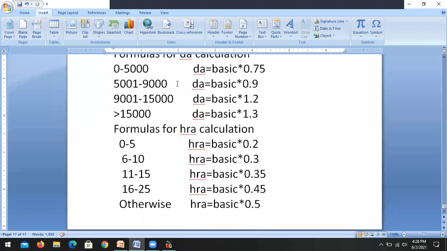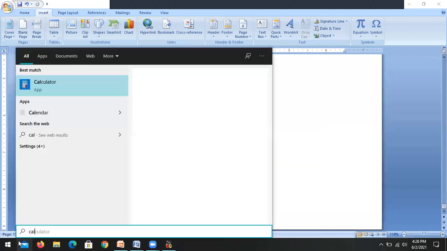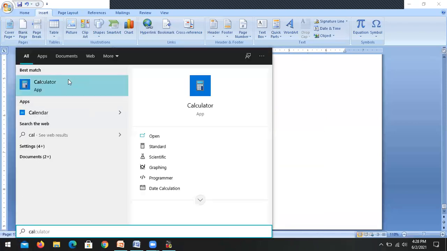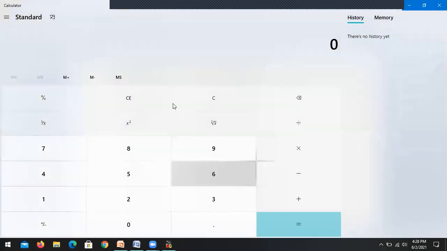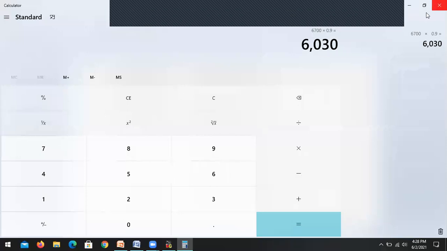I will go to the calculator. 6,700 is my basic, into 90%, 0.9, so 6,030.